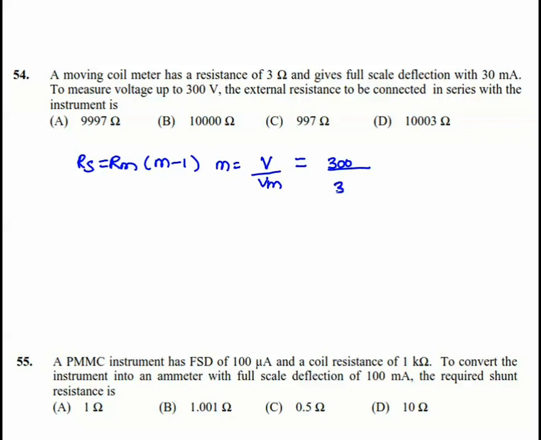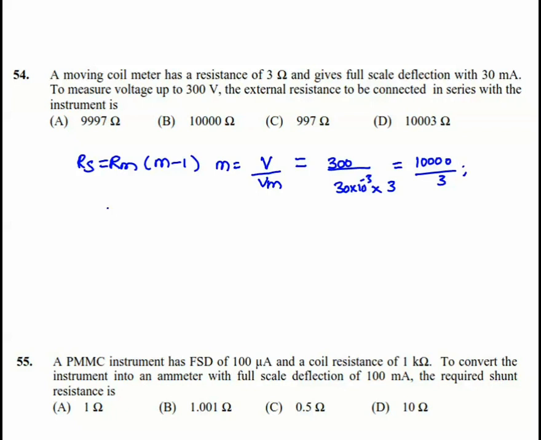Okay, so 30 milliamperes, that is 10 power minus 3, but we want voltage. So what is the resistance? It is nothing but 3, so we get the voltage here. From this we can write 1000 into 10 divided by 3 here. So this is the value that we got.